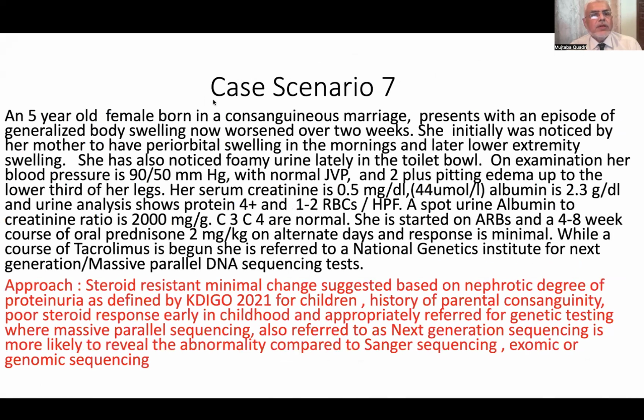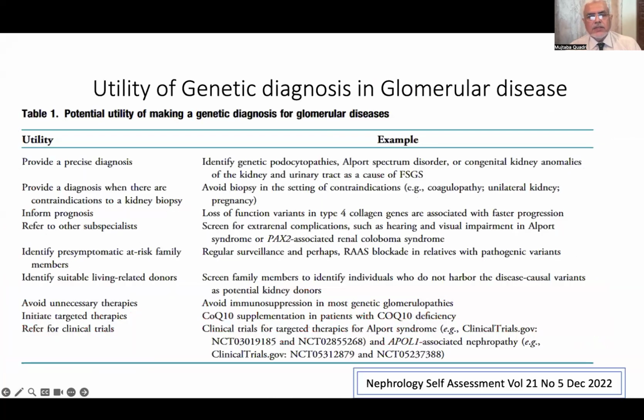So this is a 5-year-old female born in a consanguineous marriage. She has recurrent foamy urine and proteinuria, and is nephrotic based on her age and the amount in terms of milligrams per body surface area meter squared. She is started on steroid, does not respond. She is started on tacrolimus and referred for next generation massive parallel DNA sequencing test, which suggests a genetic feature to this, which will less likely respond, but she can be referred to specialized centers for clinical trials.